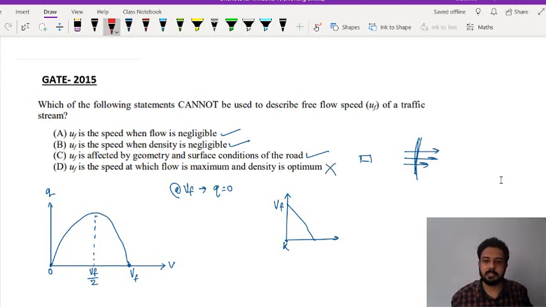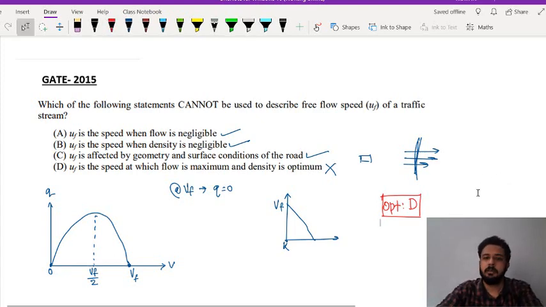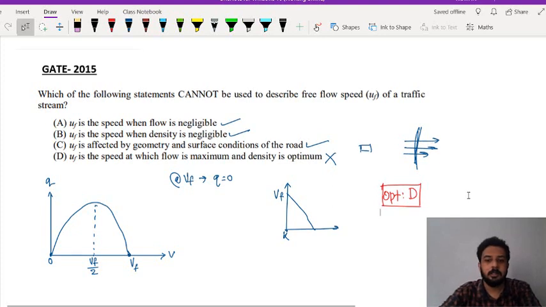So which option is correct for us according to this question? They are asking which of the following statements cannot be used to describe, which means option D is wrong, and the statement given in option D is wrong. So the correct answer here will be option D, right? I hope you understood from the definition. Similarly, they can ask you Kj also, right?